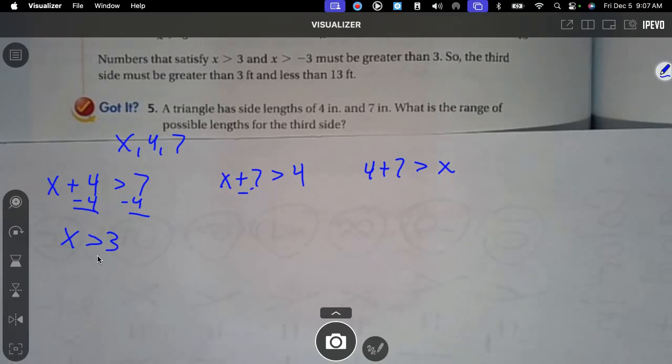This one, what's going to happen? Again, we get a negative 3. Does that one work? No, because that would be numbers like negative 2 and negative 1, and that can't be a side length. I'm throwing that one out.